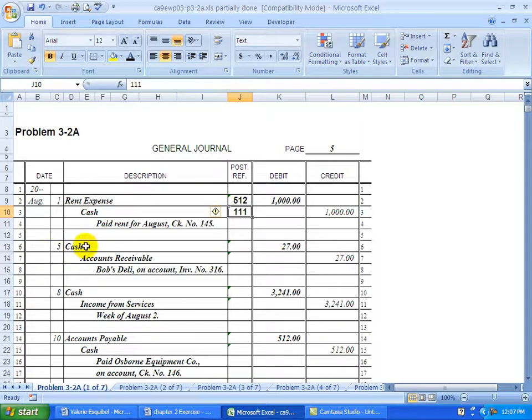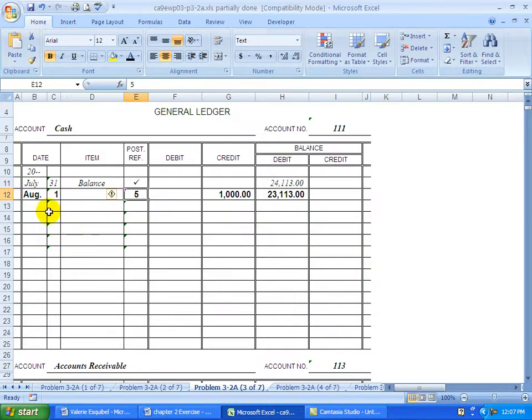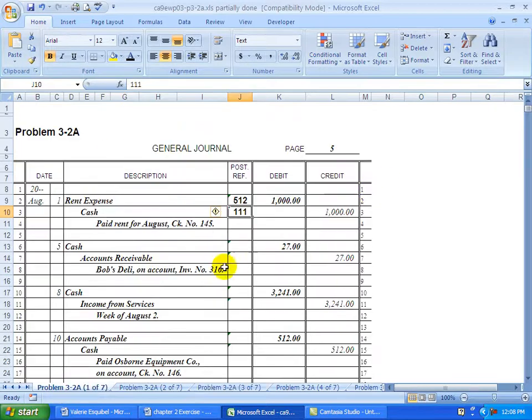The next one is on the 5th, and it says to go to cash and debit it for $27. Okay, so I'm going to put in the date. We don't need to put in August because it's still August. And it's a debit for $27. Okay, now here's the existing balance. We're going to take this debit and add them together. Now we have a cash balance of $23,140. It came from journal page 5. So the date, the amount, bringing the balance up to date, putting the journal page number, and the fifth and final step, taking account number 111 and going back here. And that shows us that the job is done.